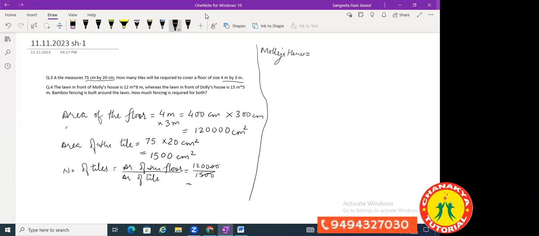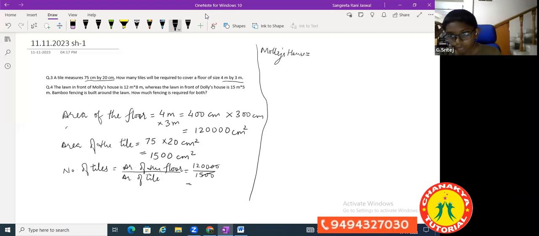How much is the perimeter of Molly's house? 40 square meters. Perimeter. Ma'am, it's 40 meters. 40? The lawn of Molly's house is equal to 12 by 8 meters. No, ma'am, you did not say lawn of Molly's.